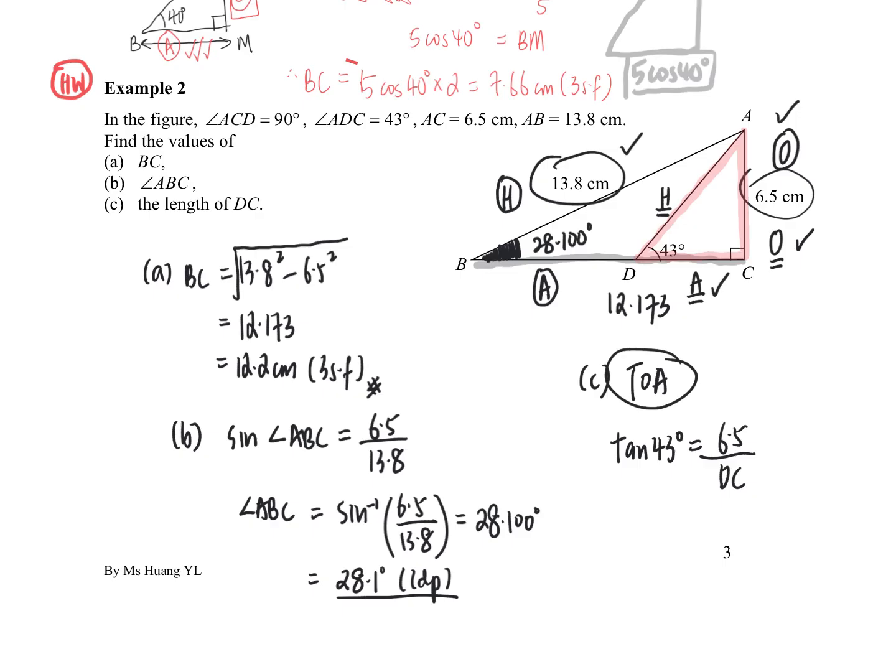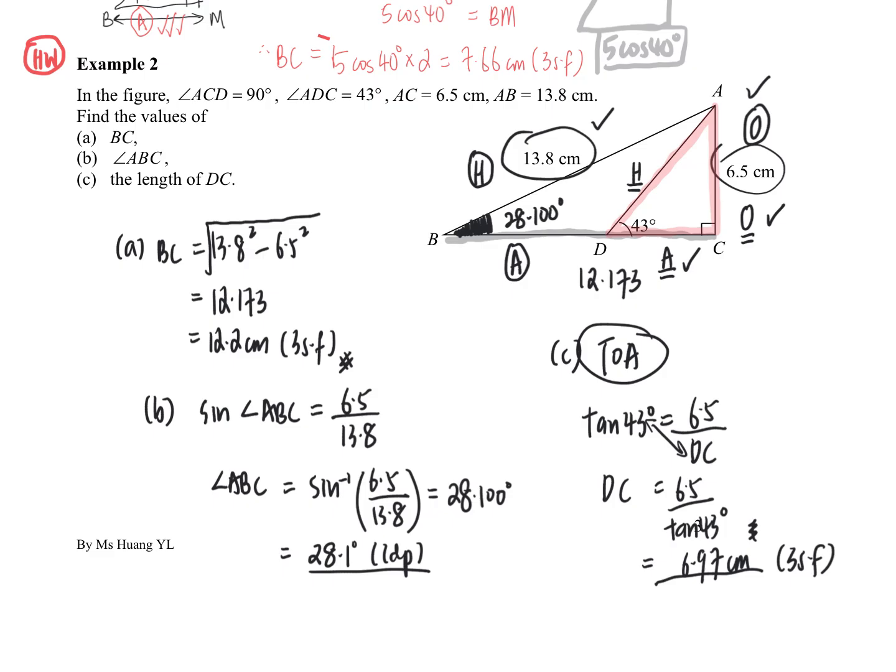So remember yesterday we were telling you if this appears at the bottom, you can switch the position of the two of them. So DC is 6.5 divided by tangent 43 degree. So press calculator, what's the answer? 6.97 cm, 3SF. Okay? So refer to the correct triangle, use the correct ratio to help you.